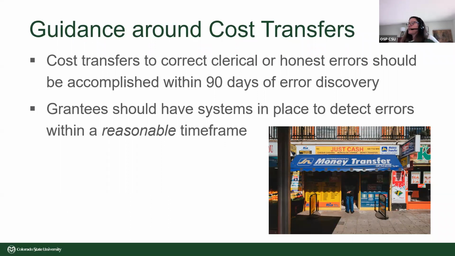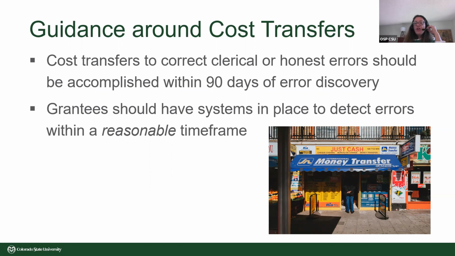Okay, so again, it's kind of a best practice to remove the charges within 90 days of discovery, and hopefully that you haven't discovered it a year or so down the road, that it's a timely discovery. Okay, and that we should have those systems in place to detect errors within a reasonable time frame. Again, that goes back to internal controls. It shouldn't be a year later that we find out, oops, we made a mistake. We should be looking at our accounts, reconciling, reviewing things often enough that we catch mistakes early and then make that transfer within that time frame.